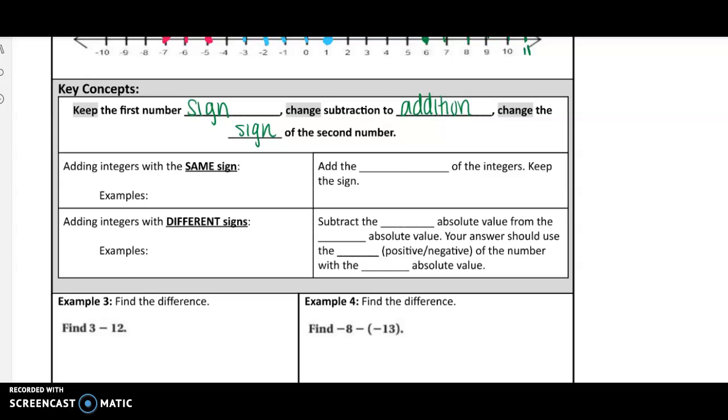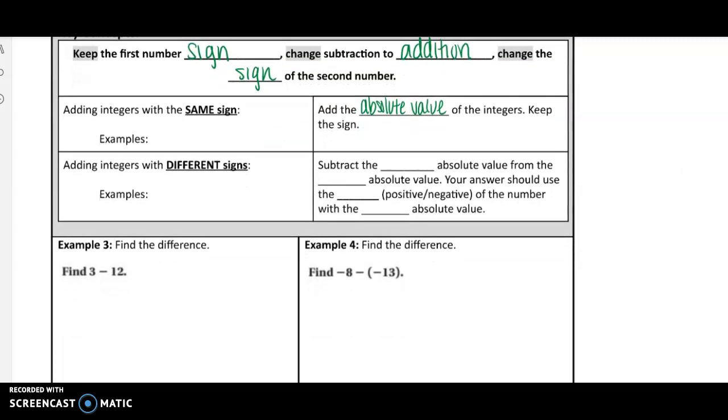When adding integers with the same sign, we add the absolute value of the integers and we keep the sign. That's just like what we learned in 1.2 and then continued to do in 1.3.